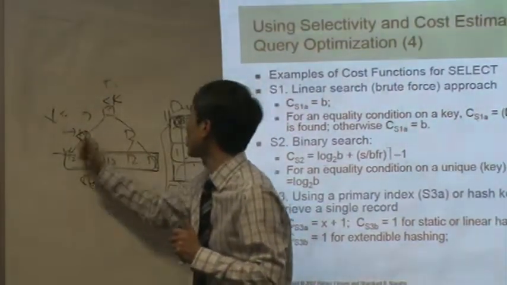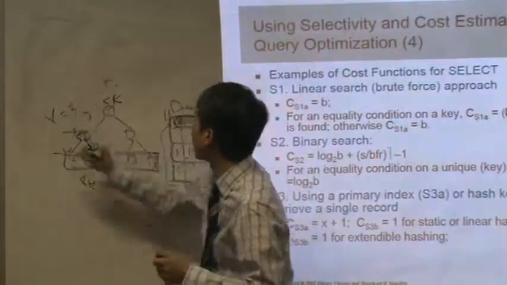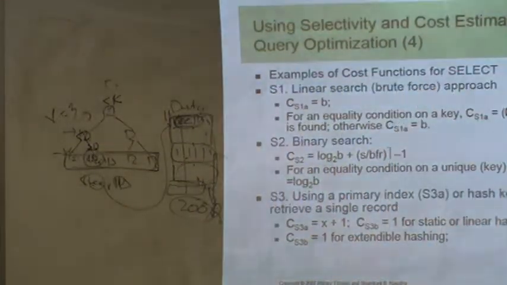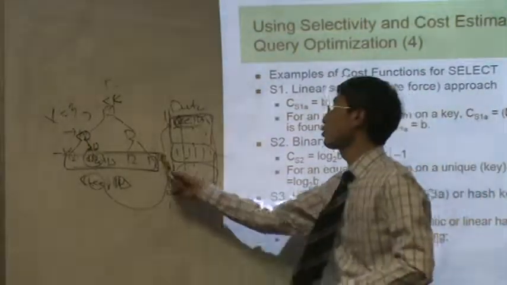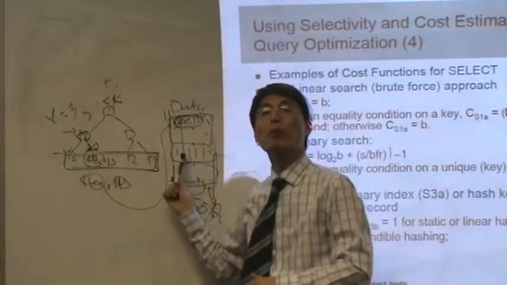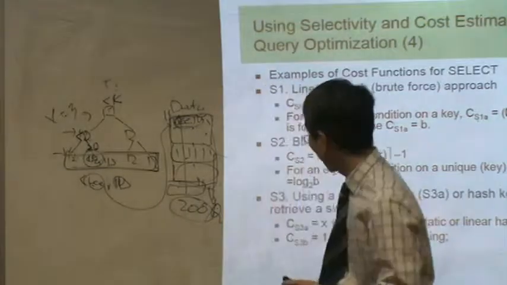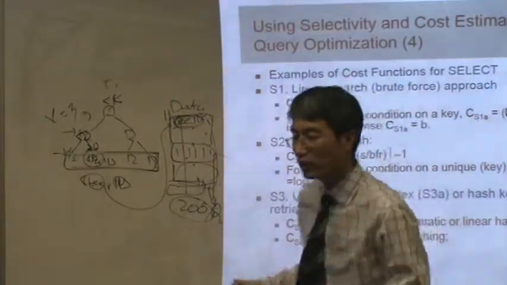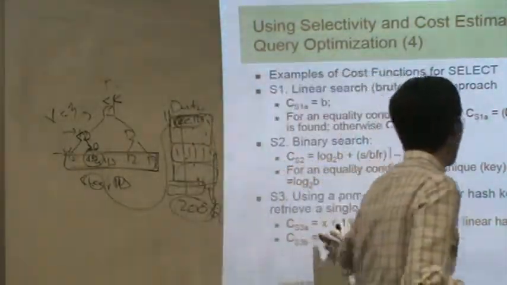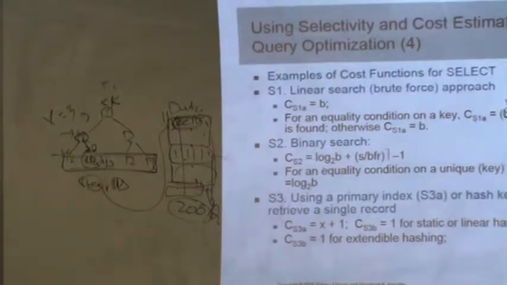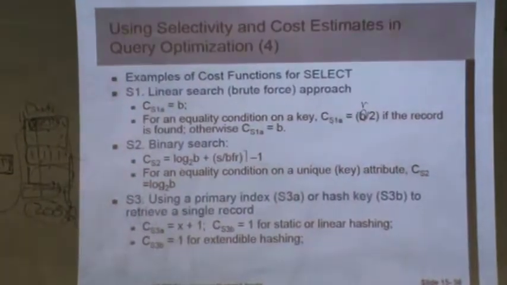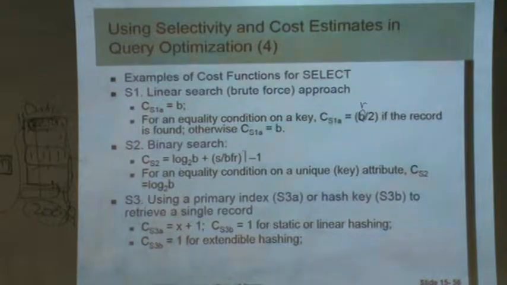How many? 1, 2, 3. X, in case x equals 3, then plus 1. What is the plus 1? Our goal is always to read the data. One more data, that's the plus 1. In case of hashing, it's 1. Actually, it's not 1, but we are not going to consider hashing in the project.